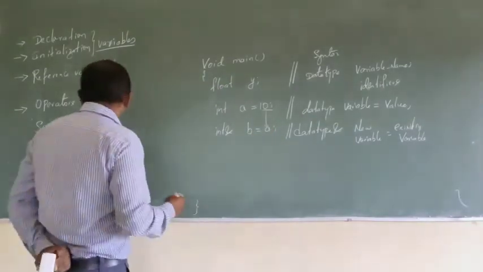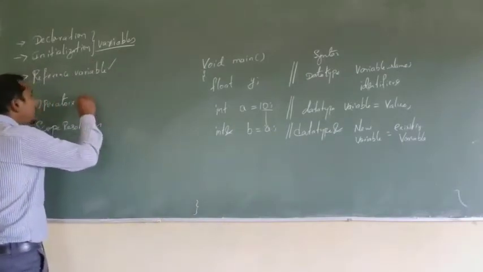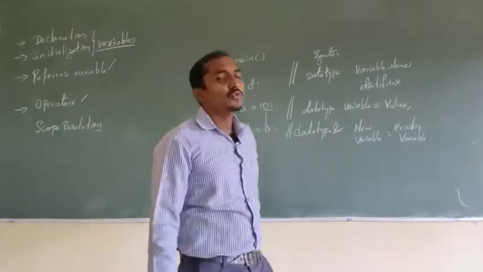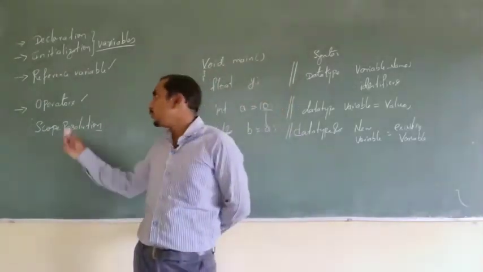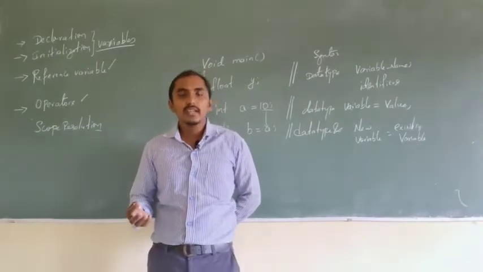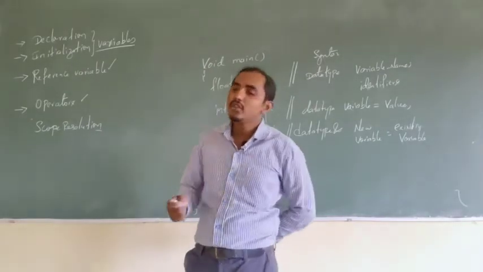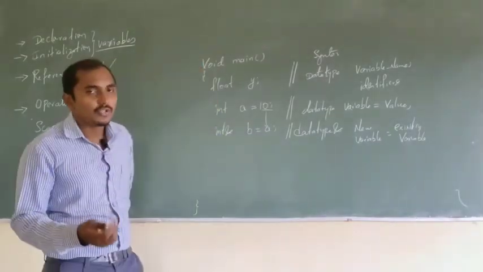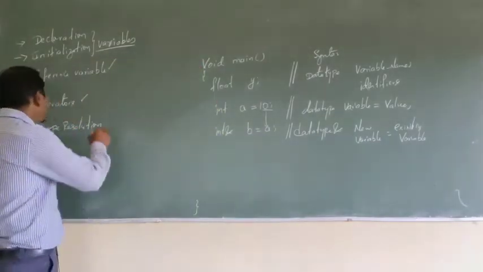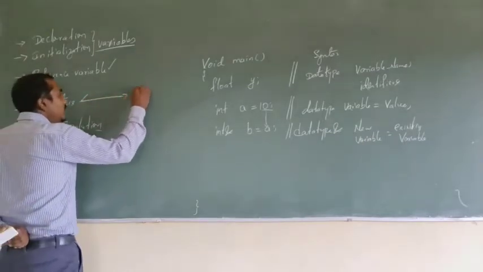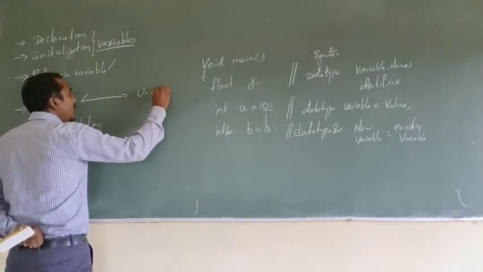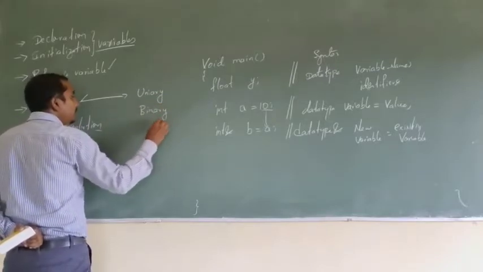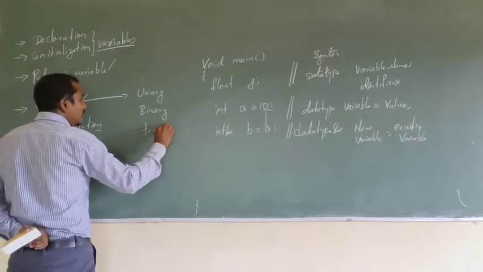Now coming to the next topic, which is operators. If you want to do any kind of calculation, we use operators, which are special symbols like plus, minus, multiplication, division, used for performing calculations. Okay, so that is operators. Under operators you have unary operator, binary operator, ternary operator.